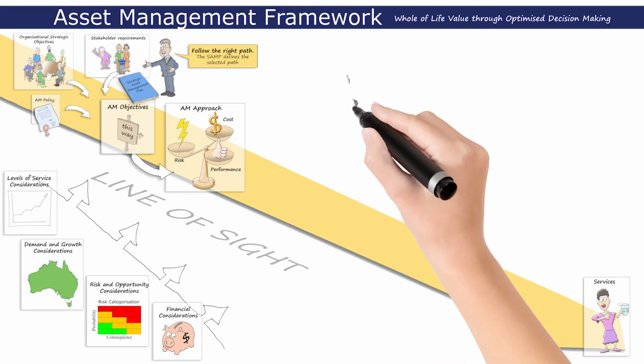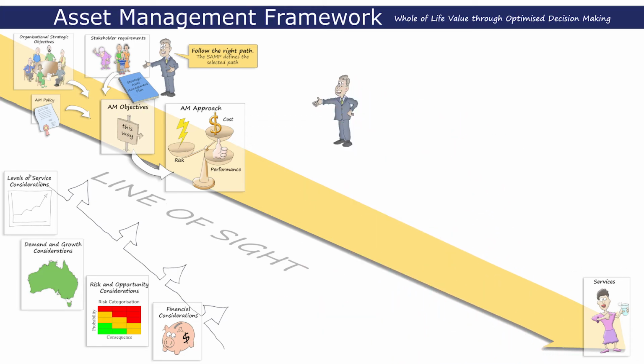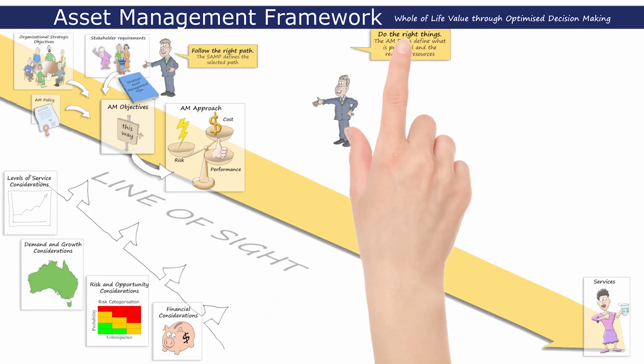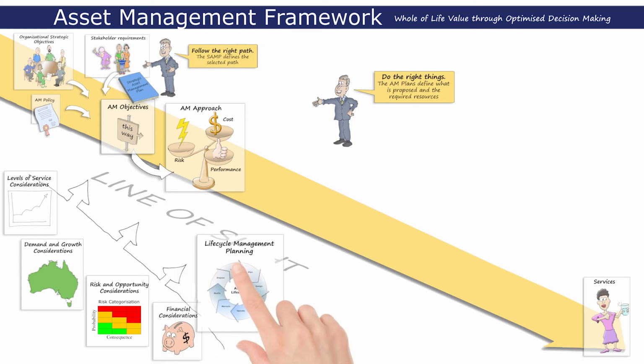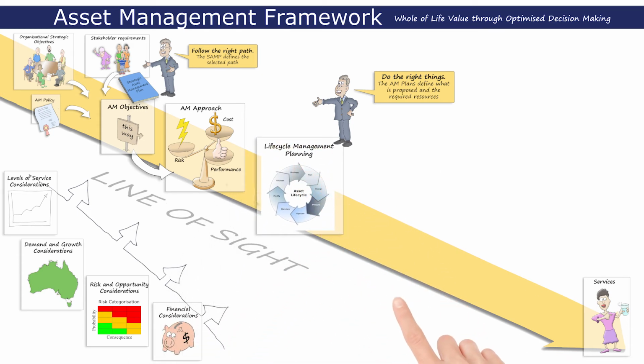Now the right path has been agreed on, we need to make sure we do the right things. We define those things in asset management plans. This involves life cycle management planning, in which we determine the best way to manage assets from the day they are first dreamed of, otherwise known as the planning phase, to the time they are decommissioned.